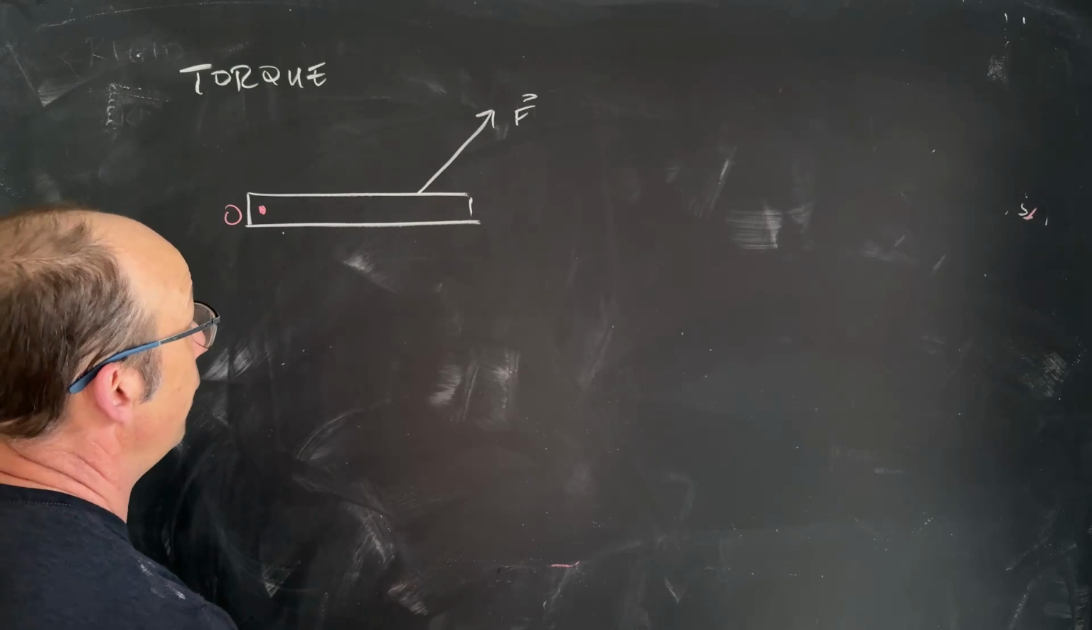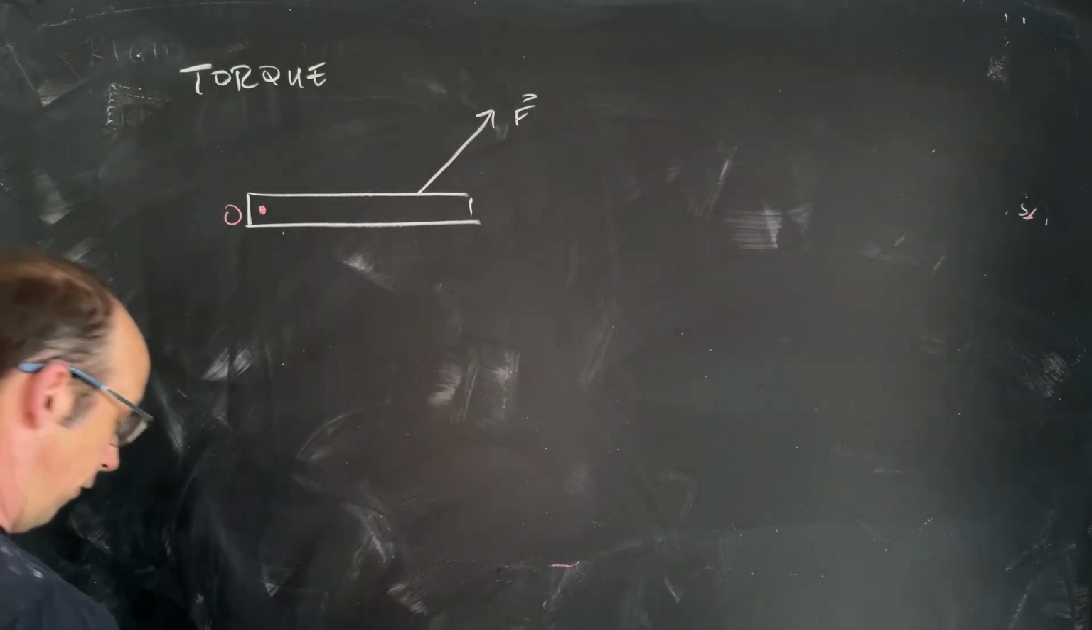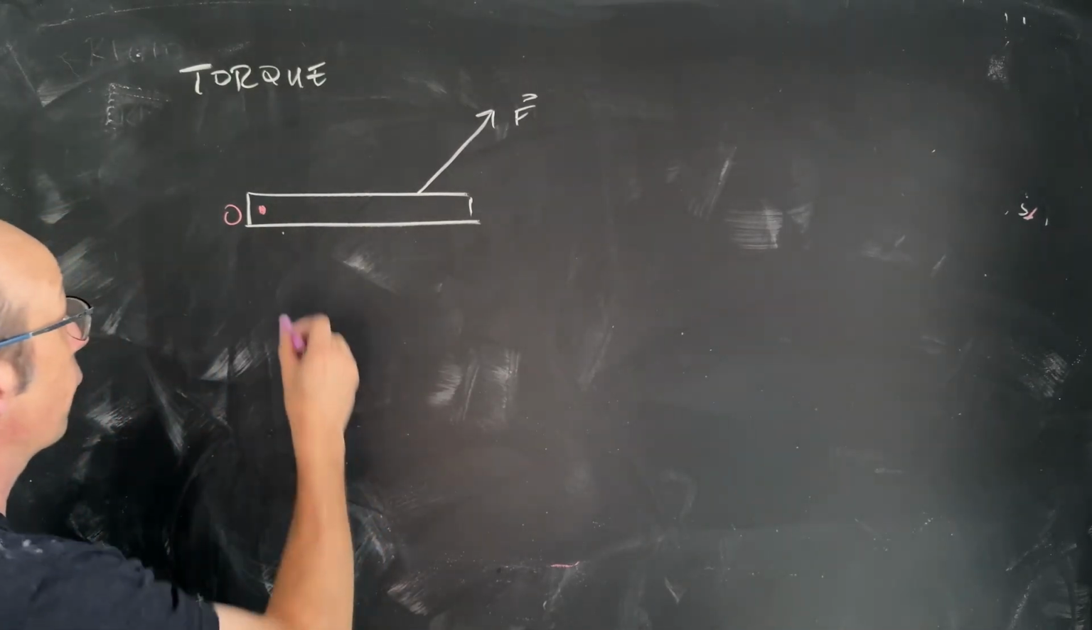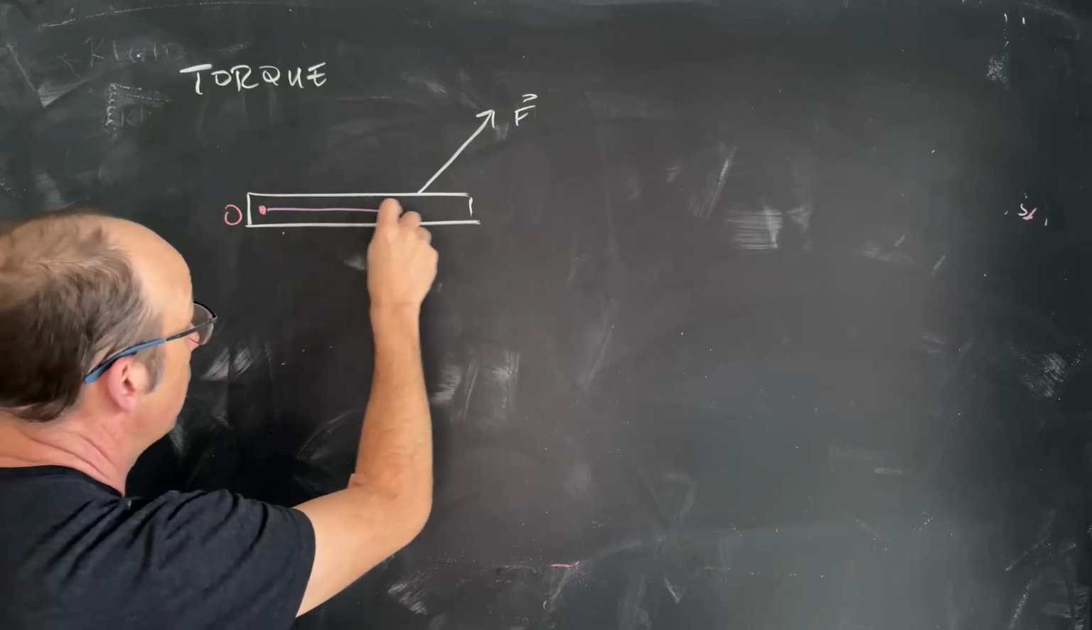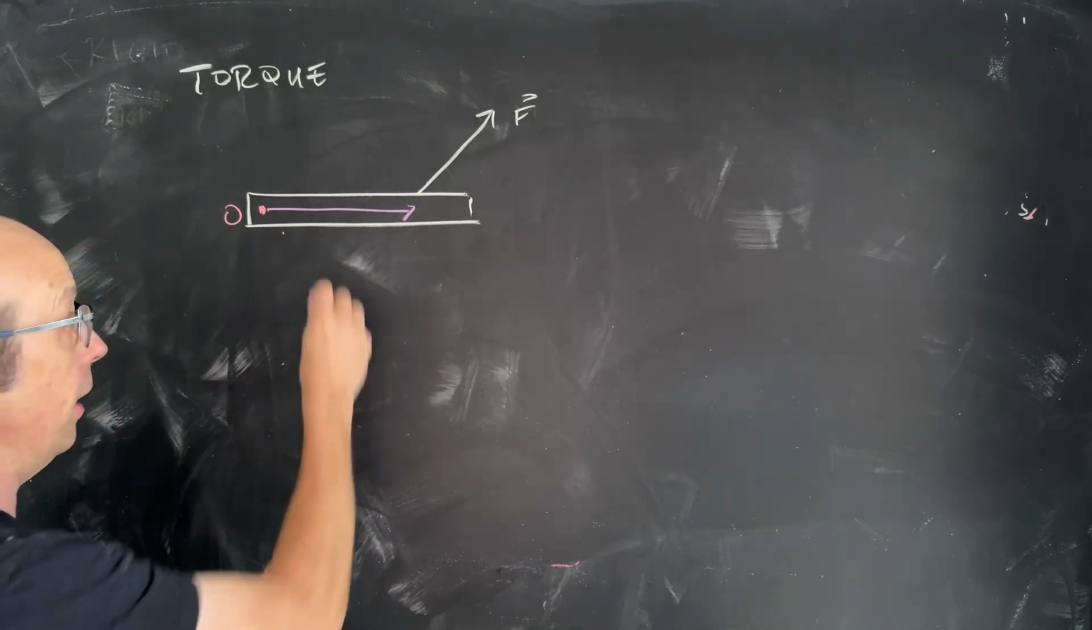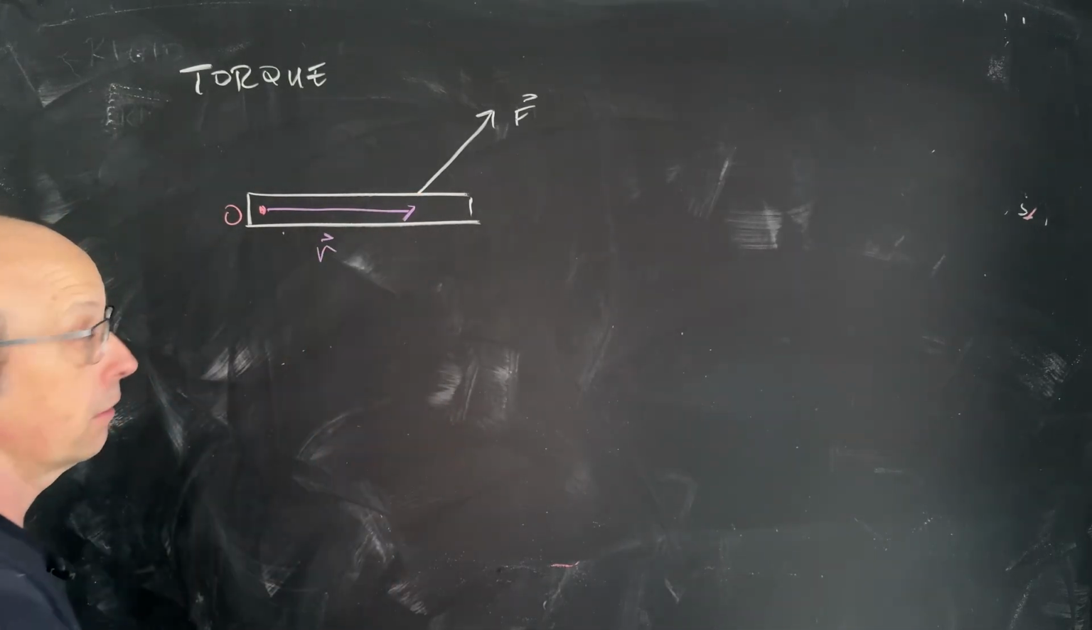So there's my force F. Now I'm going to draw a vector in a different color from point O to where the force is applied, and we're going to call that R. They're both vectors.